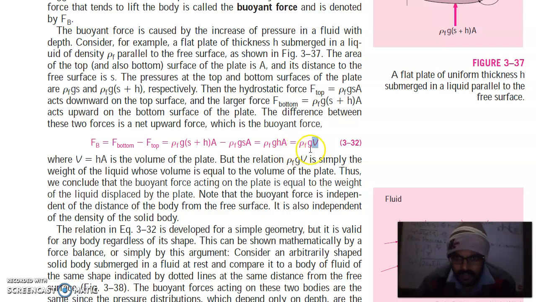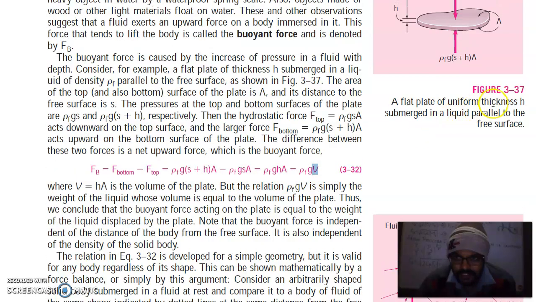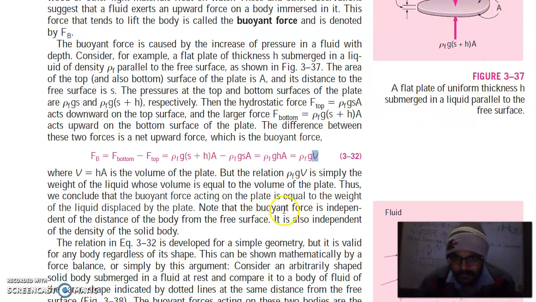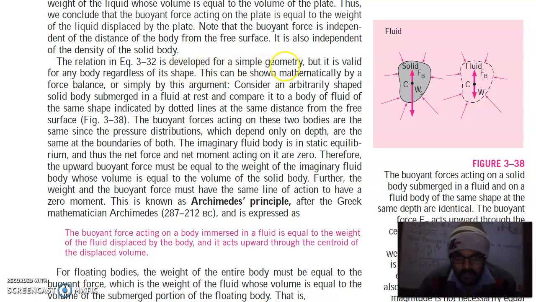So the object's density is nowhere in the expression. You can see that this buoyancy force does not include any property of the object except the volume. Notice that the buoyancy force is independent of the distance of the body from the free surface. It is also independent of the density of the solid body. The relation above was developed for simple geometry, but it is valid for any body regardless of its shape.